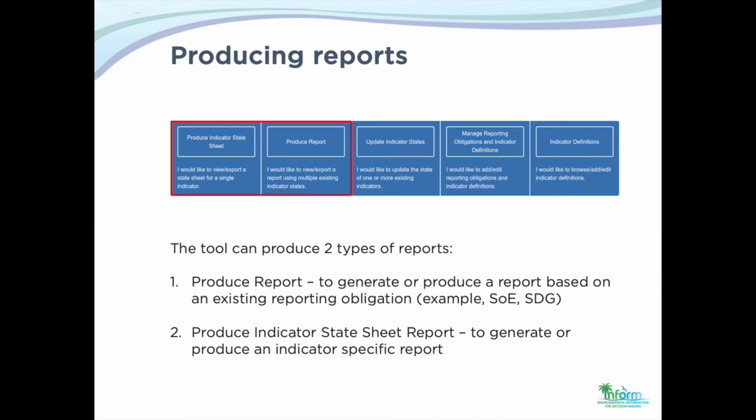There are 2 ways in which the tool can generate reports. At the home page, this can be done through the Produce Report button and Produce Indicator State Sheet button on the left. The difference between the two is that 1. Produce Report. This is to generate or produce a report based on an existing reporting obligation. Example, SOE and SDG. 2. Produce Indicator State Sheet Report. This is to generate or produce an indicator-specific report. For example, Indicator State Report on live coral cover.